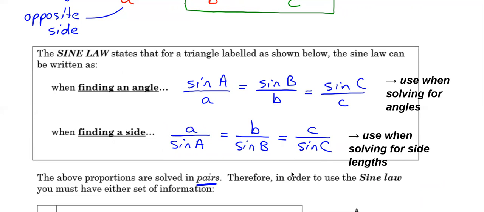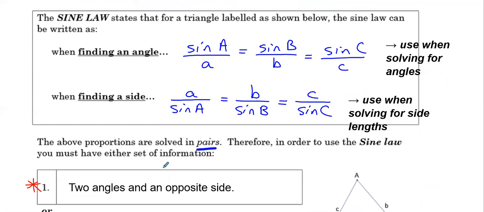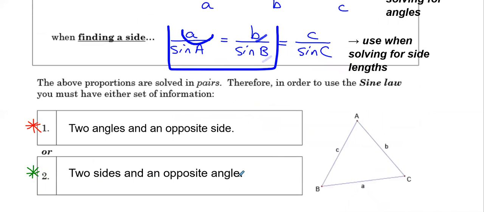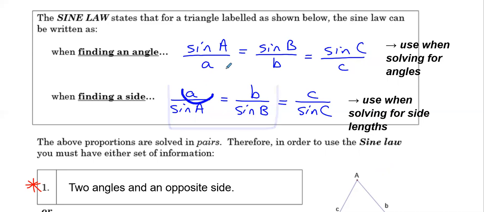So to do that, then you either need two angles and an opposite side. So angle, angle, and an opposite side. So then you can use those two because you would have a missing value here. Or you could have two sides and an opposite angle. So if you had the two sides and an opposite angle, then this could be a missing side length. So it really depends on the information.